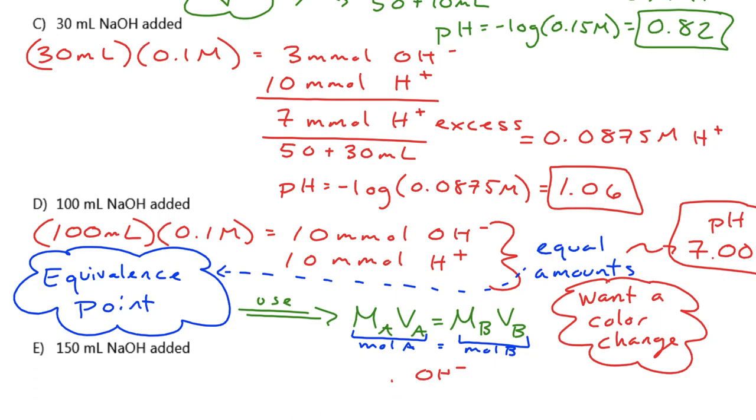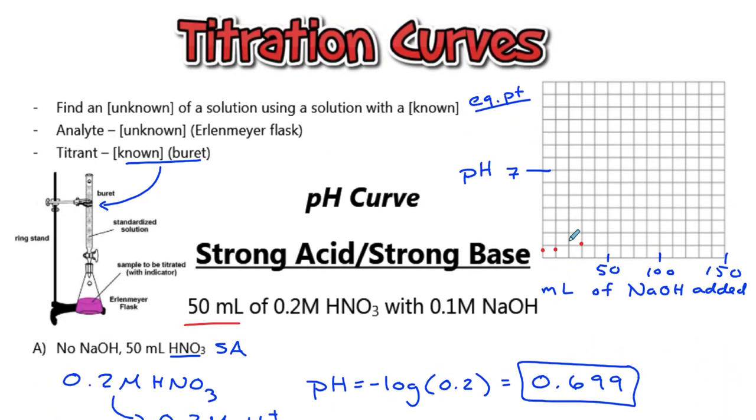Okay, so we're going to go back to that again. So I have 100 milliliters of NaOH, and the pH is 7. So let's go back up to our plot. So I have 100 now. I'm going all the way to 100, and I'm going all the way to 7. Boom.